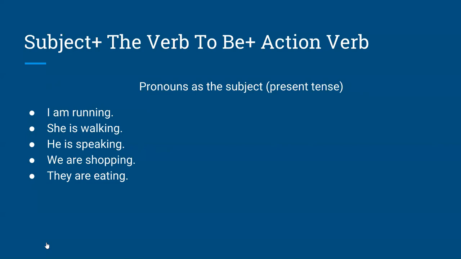Okay, so I am running. She is walking. He is speaking. We are shopping. They are eating. Those are all examples of a pronoun plus the verb to be. So that'd be I am, she is, he is, we are, they are. And then we just added our action verb. I am running, she is walking, he is speaking, we are shopping, they are eating. Because it's all present tense.